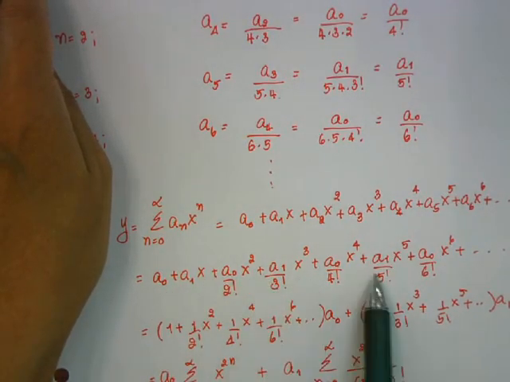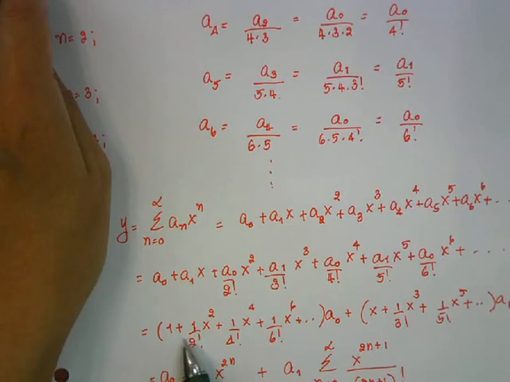For a0, you put them together. You would get 1 plus 1 over 2 factorial x to the power 2, x to the power 4, x to the power 6. So the next term would be x to the power 8, right? And the numbers in front of them would be 1 over 0 factorial, 1 over 2 factorial, 1 over 4 factorial, 1 over 6 factorial. The next one would be 1 over 8 factorial, and so on.